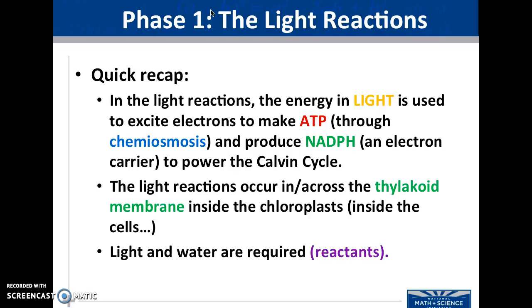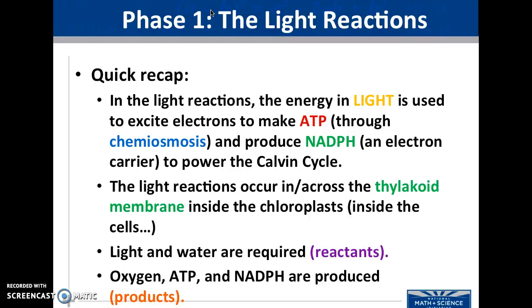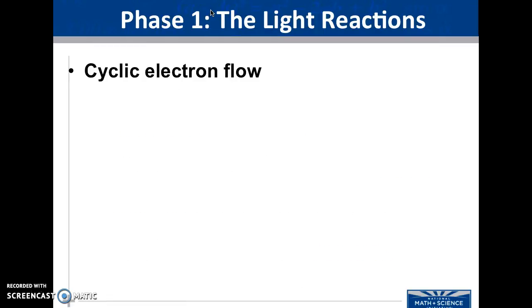Light and water are required. We know the light is what gives the energy to the electrons to leave those 2 photosystems, and the water is going to be split up to provide new electrons for photosystem 2, which has lost its electrons to photosystem 1. Oxygen, ATP, and NADPH are produced during this cycle.